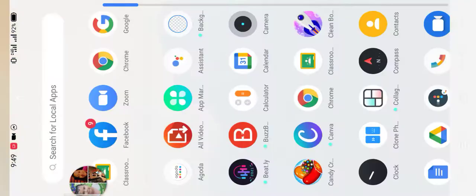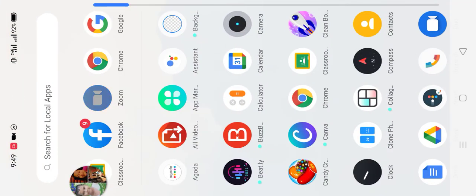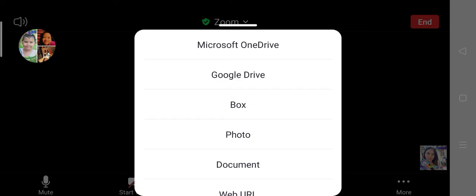Ay, hindi ako naka-share screen. Ano ba yan? Oo nga pala, nag-connecting kasi. Sorry.